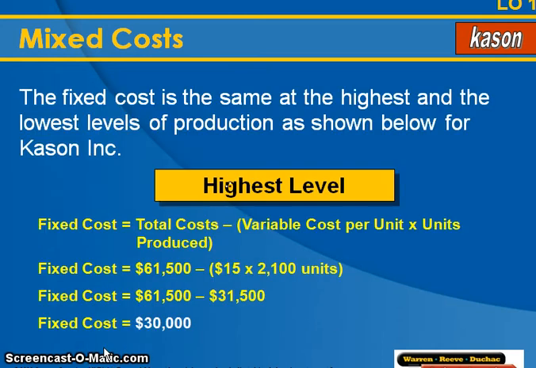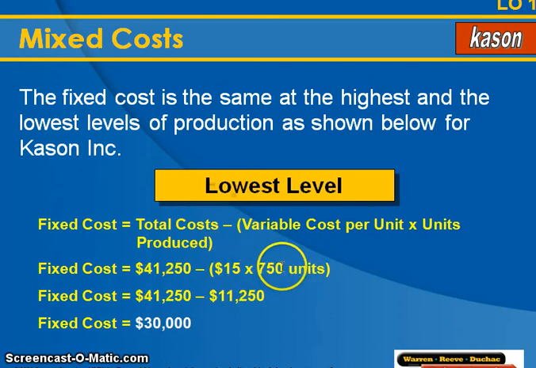Now just to show you, this right here is doing exactly the same thing that I just did on the Excel sheet, coming up with a fixed cost of $30,000 using the highest level of activity. It also works with the lowest level of activity if we'd chosen the lowest activity month. It was 41,250 of costs and 750 units produced. You still would have come up with a fixed cost of $30,000.